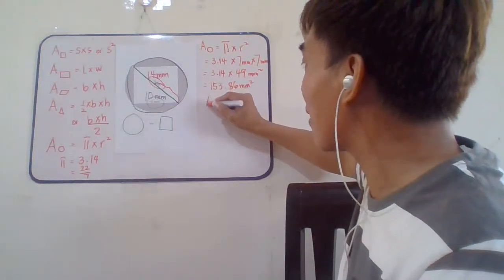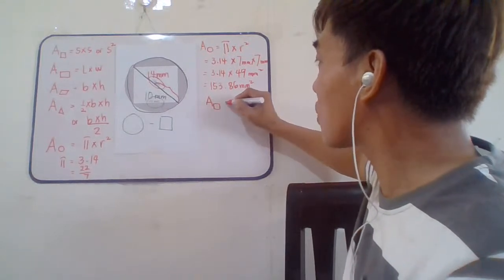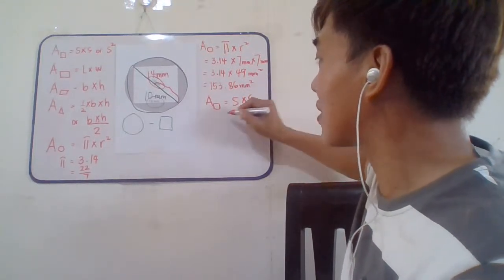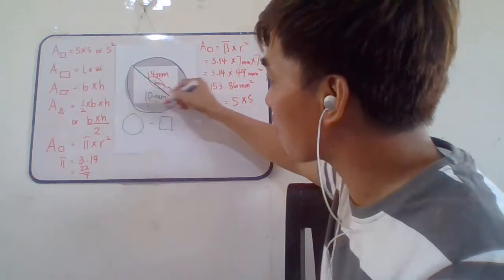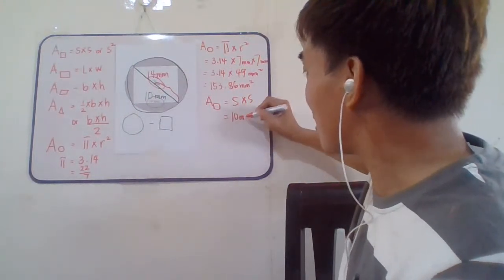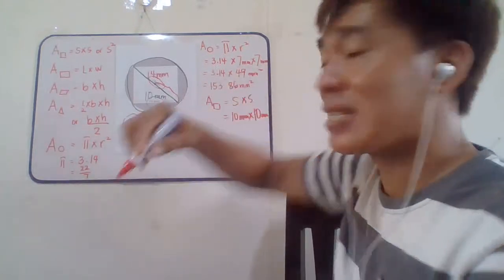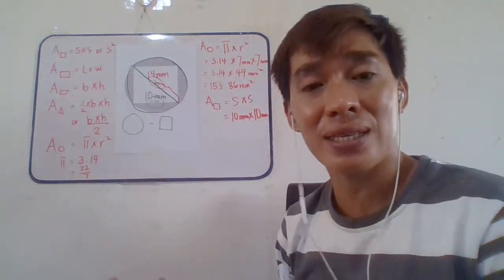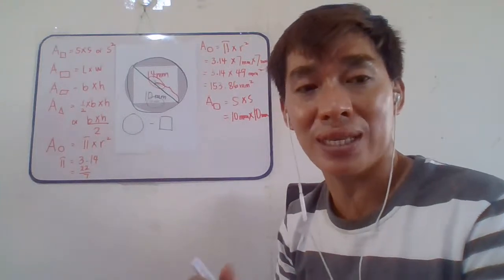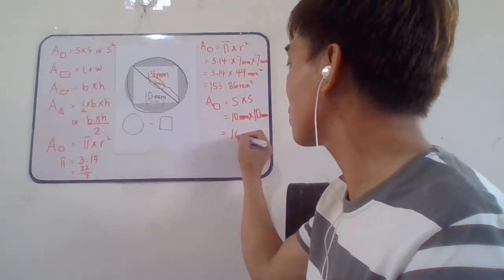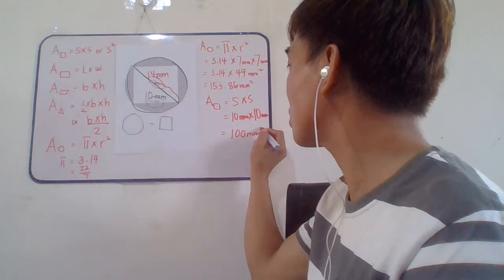That's already the area of the circle. Now we will get the area of the square. The area of a square is side times side, or side squared. The side of this square is 10 millimeters times another side. Of course, since it is a square, its sides are the same. If one side is 10, the other side is understood to be 10. So that will give us 100 millimeters squared.